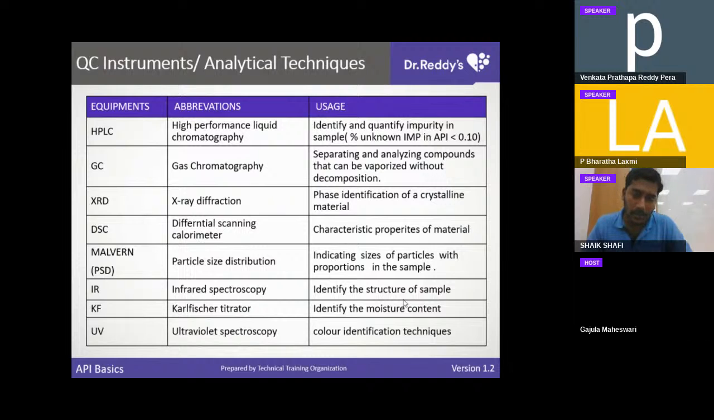And one more instrument. That instrument name is Malvern, or particle size distribution. This is to check the particle size, which we do after the size reduction operation. Then again IR, infrared spectroscopy, to identify the structure of the compound. Again KF, Karl Fischer titration, to identify moisture content. Then ultraviolet spectroscopy, to identify the product content. So these are the different types of equipment we are using in the QC and their purpose.